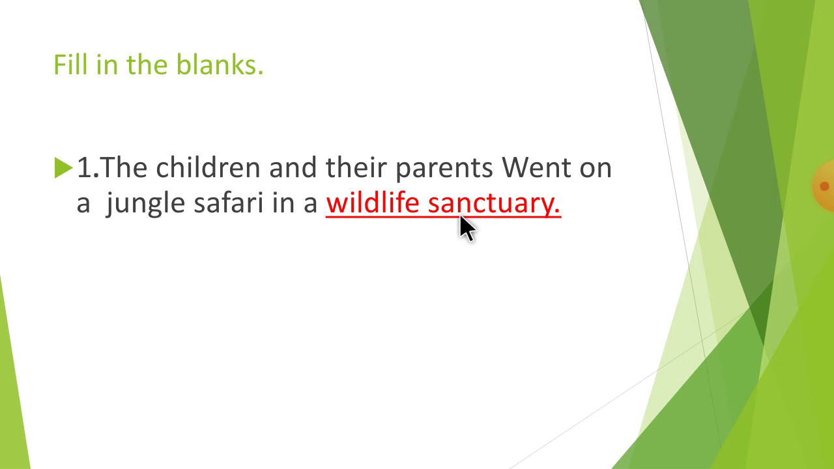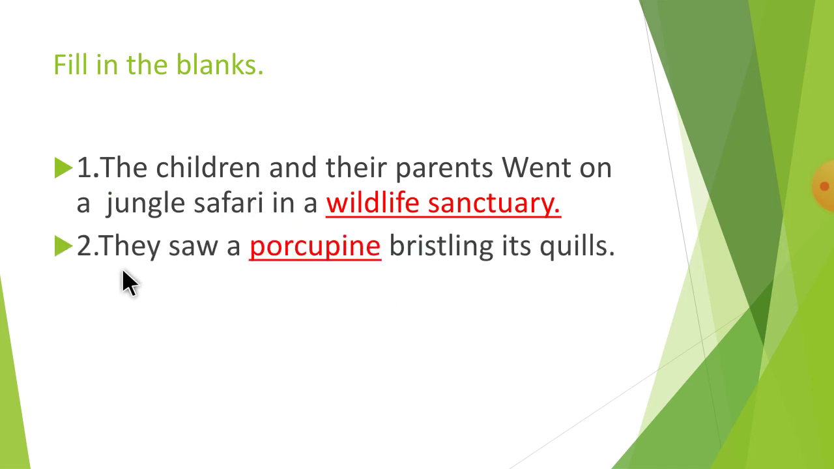Wildlife sanctuary. The children and their parents went on a jungle safari in a wildlife sanctuary. Then number 2, they saw a dash bristling its quills. Answer is porcupine. They saw a porcupine bristling its quills.